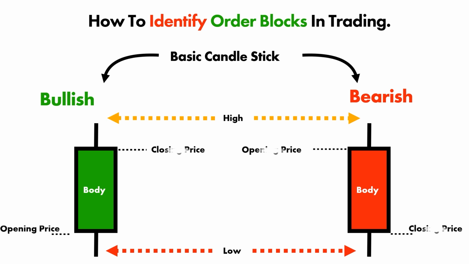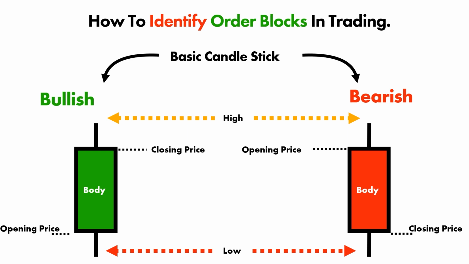A bullish candlestick opens at the bottom and closes at the top, indicating a rise in price over the period. In contrast, a bearish candlestick opens at the top and closes at the bottom, signifying a decline in price after reaching a lower low. Every candlestick consists of a body, which represents the range between the opening and closing prices. This body can vary in size depending on the price movement during the period.